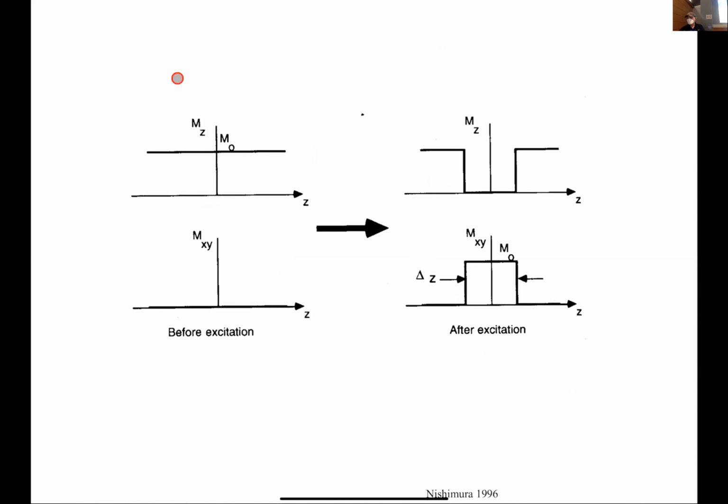That's shown here, where we have Mz. The longitudinal magnetization is 1 everywhere. Then after the selective excitation, it goes down to 0 here. In the transverse plane, initially there's no magnetization. After the excitation, we have full magnetization along the transverse plane. So within some bandwidth, we've taken all this longitudinal magnetization and, with a 90-degree flip angle, converted it to transverse, but only within some delta z.